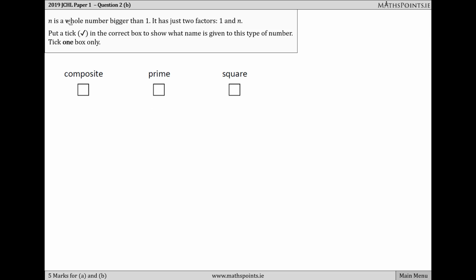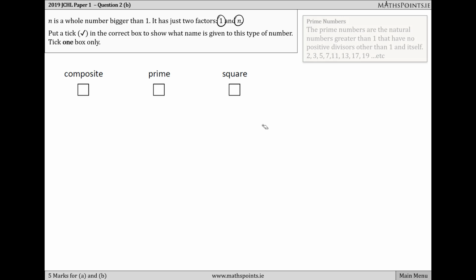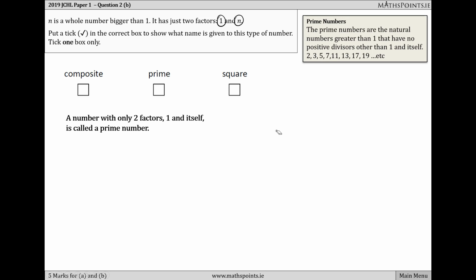The B part of the question tells us that n is a whole number bigger than 1 and it has just 2 factors, 1 and n. And we have to put a tick in the correct box to show what the name of this type of number is. Is it a composite number, a prime number, or a square number? So a number that has only 2 factors, 1 and itself, is called a prime number. So any number bigger than 1, where the only 2 things that divide evenly into that number are the number 1 and the number itself, we call that a prime number. And so the answer to this question is prime.